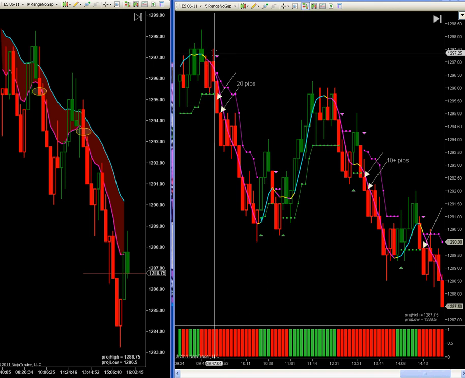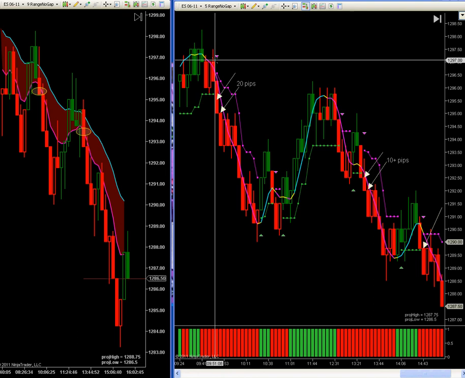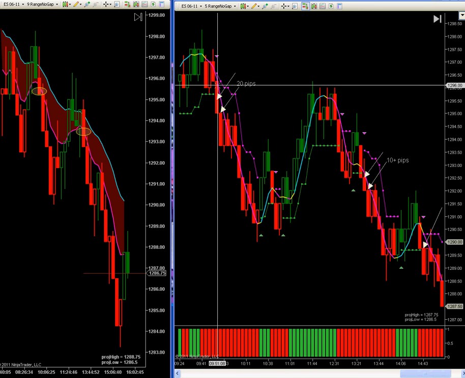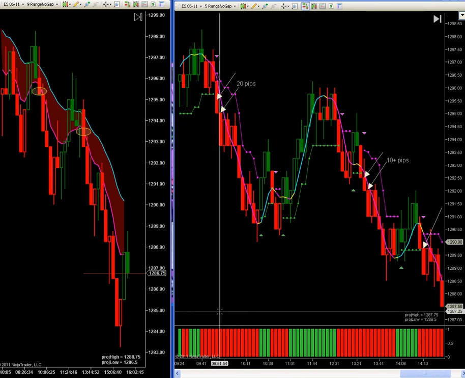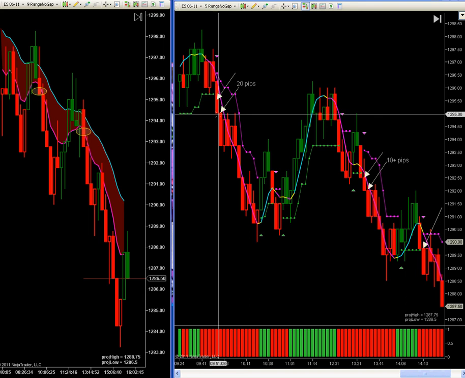We have a magenta down triangle, which is an entry signal for us to go short. And plus we have the magenta slope hooking down. Momentum down here has been red for some candles. And of course we have the price candle red, and the former candle already closed below the magenta slope.